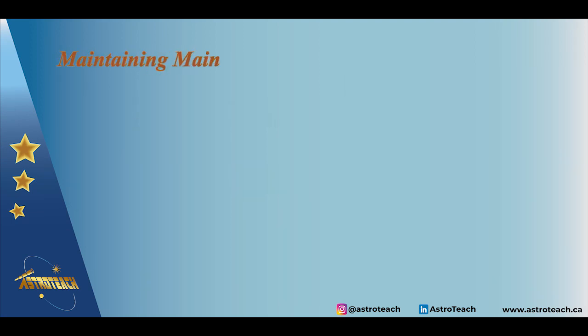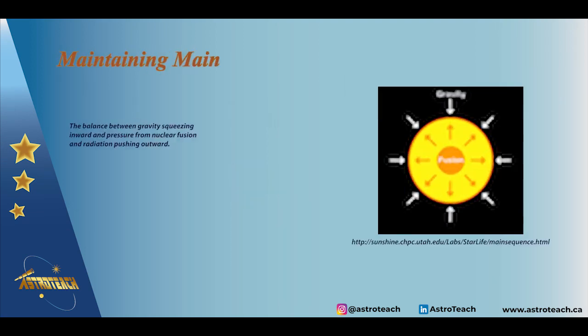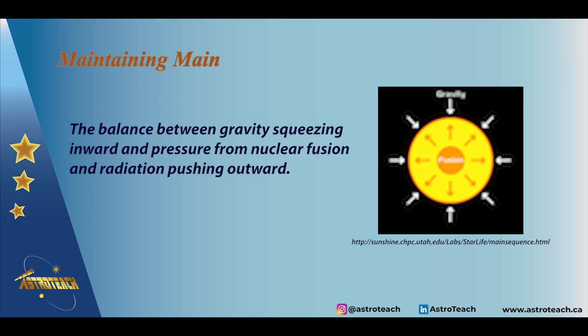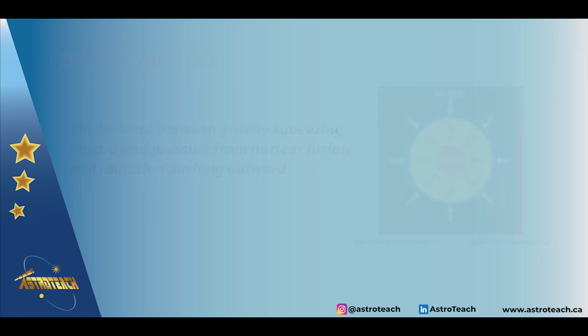And then the main sequence maintains. The balance between gravity squeezing inward and pressure from nuclear fusion and radiation pushing outward, called hydrostatic equilibrium, must be held for a star to be stable. Otherwise, the star would expand or contract.